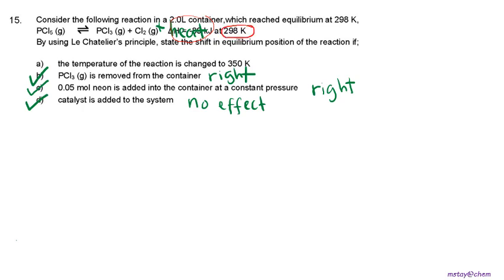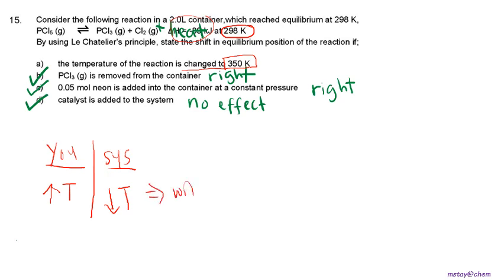Initially, the reaction happens at 298 Kelvin. Then the reaction is changed to 350 Kelvin. So same case as well. You are the one who increases the temperature. So the system is going to reduce the temperature and shift to the side without heat. So again, when we refer to this equation, the side without heat is the left hand side.